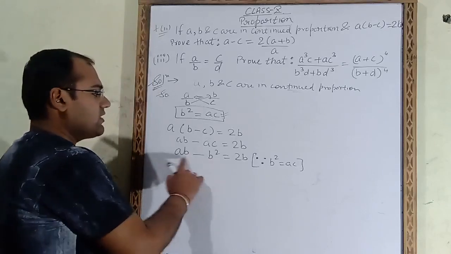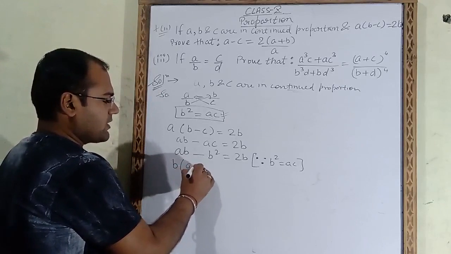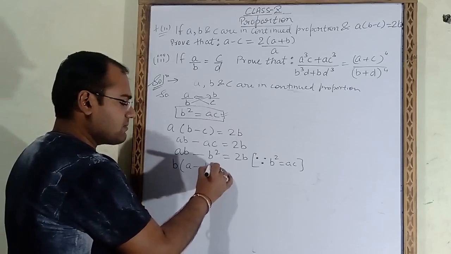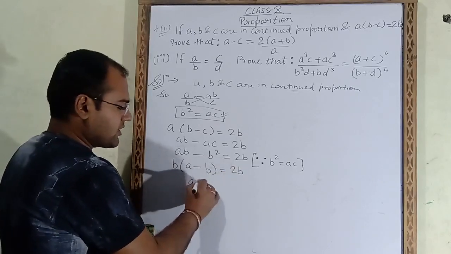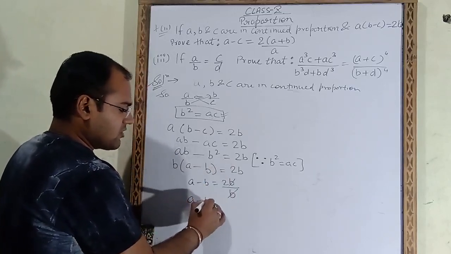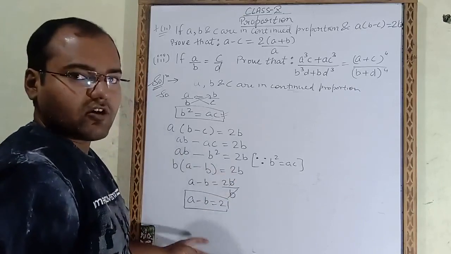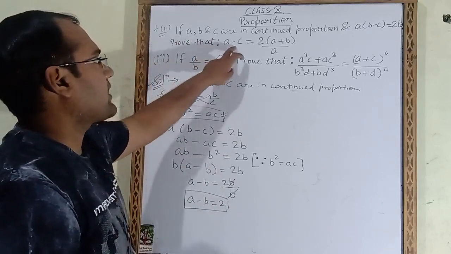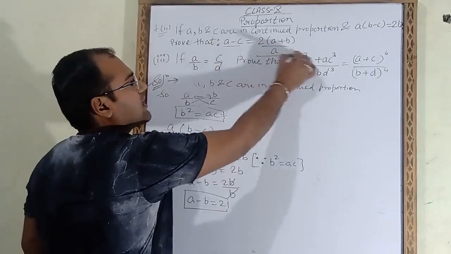Now what you have to do, we will take b common, so remaining term is a minus b square, out of b square we have taken b common, so here will be b is equal to 2b. This b is in multiply, we will bring it in divide, so a minus b is equal to 2b upon b, b and b will get cancelled, so a minus b is equal to 2. So here we got the answer of a minus b is 2. Now we have to prove that a minus c is equal to this. So we have to prove that left side and right side answers are equal.